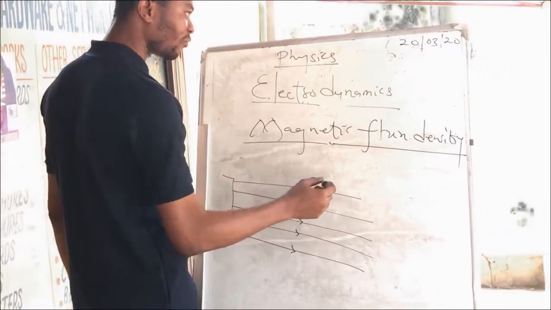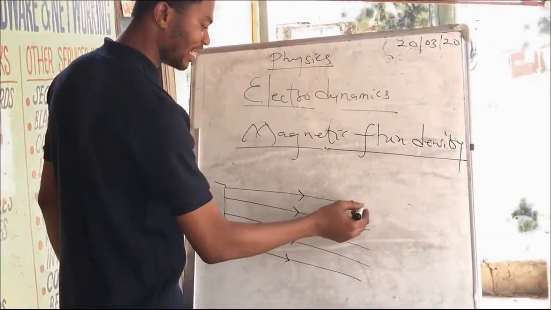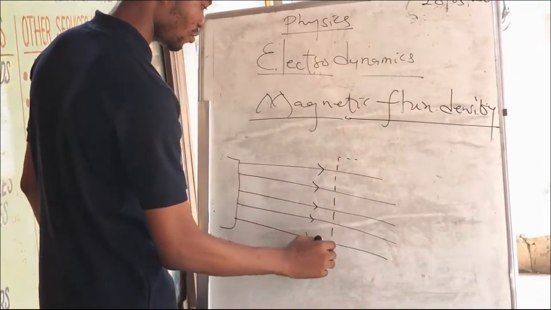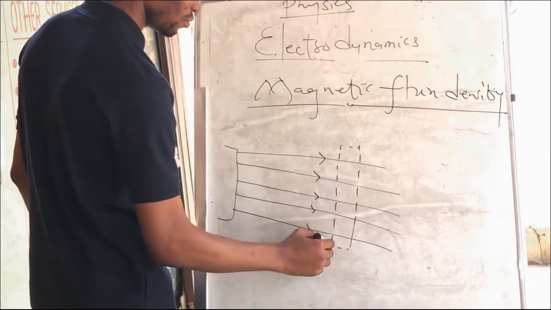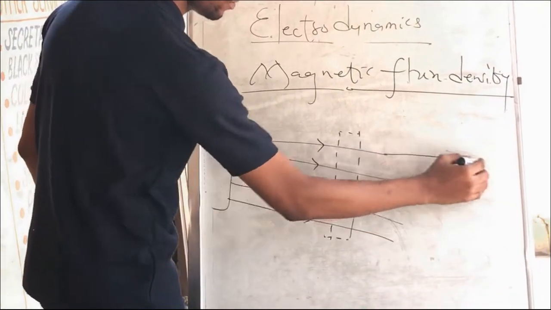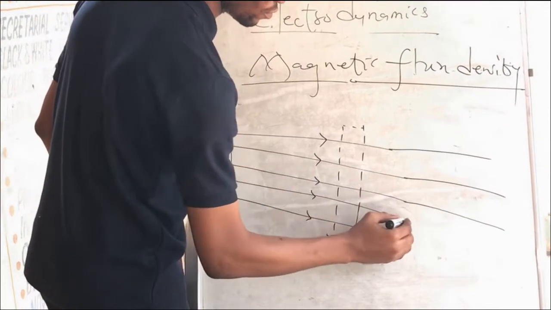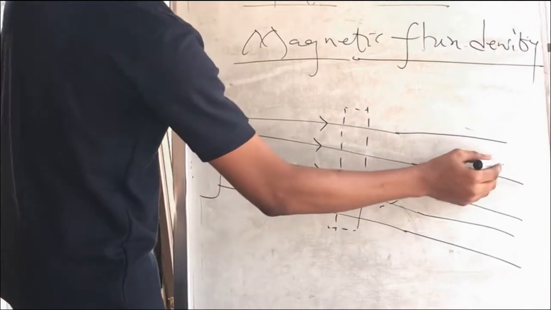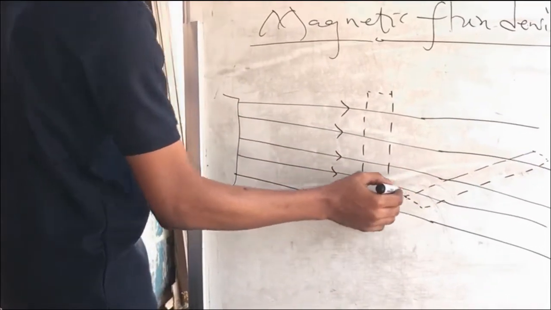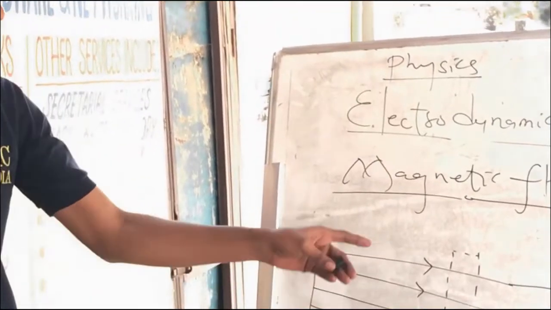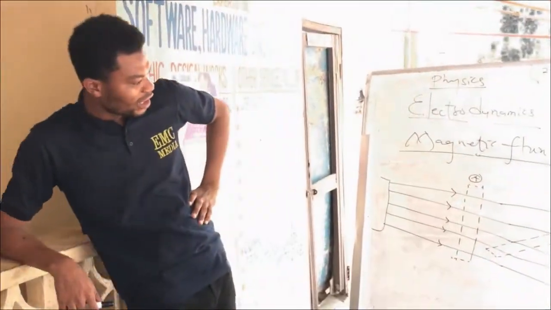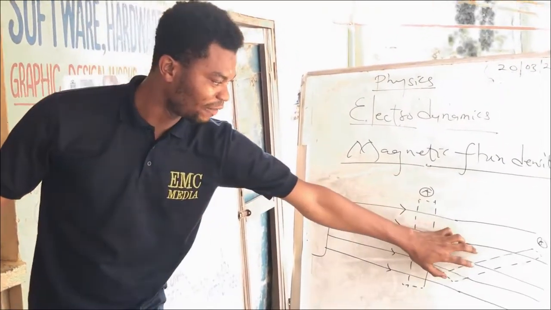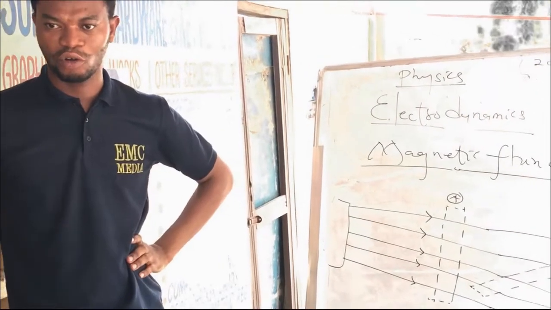Now look at something. If I have a certain object and it is tilted, I'm going to draw two diagrams. Which one do you think a lot of field lines will pass through? Here, the magnetic flux density is very high, and here the magnetic flux density is small or low, right?